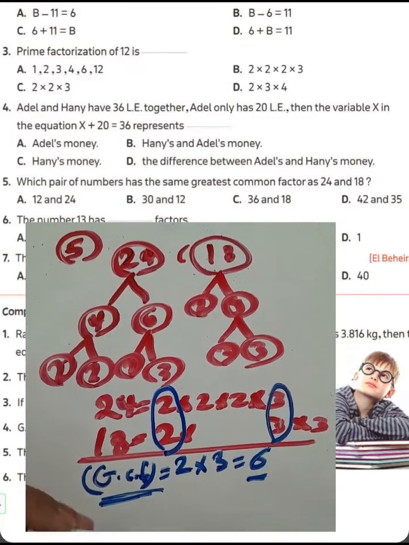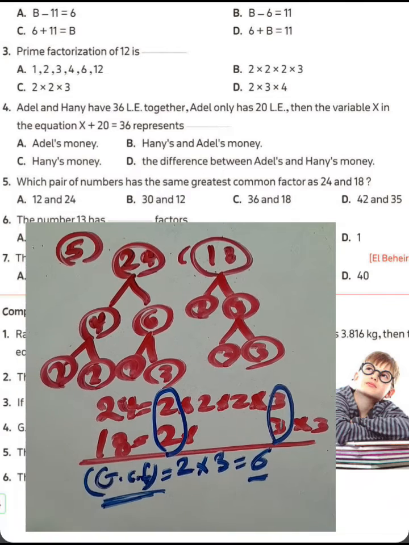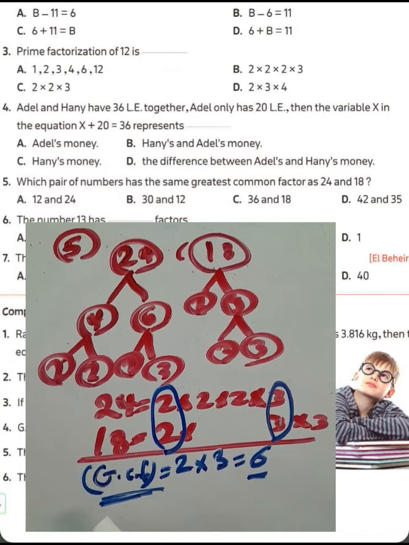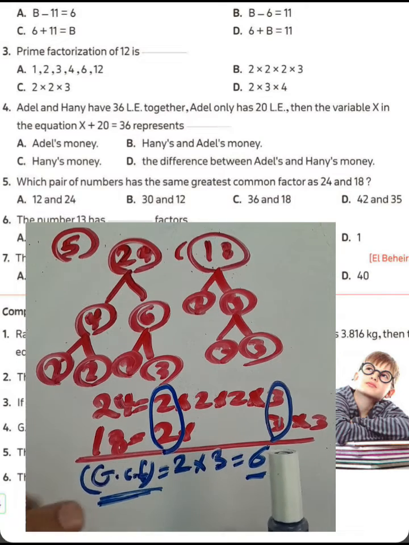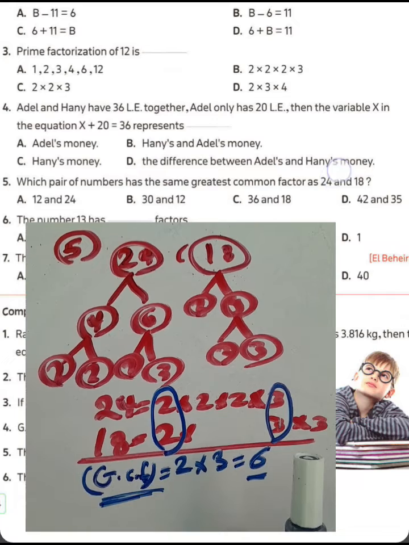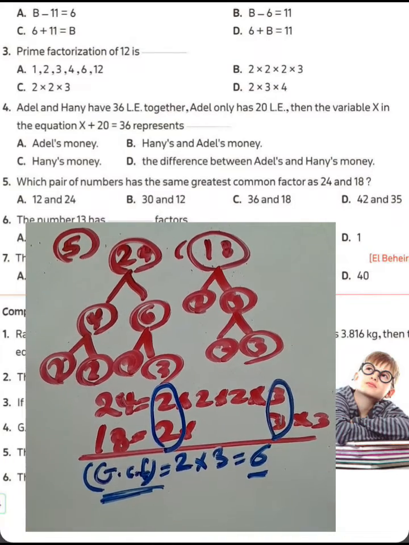Now we will solve letter A here to find the highest common factor between them, and letter B to find the greatest common factor between them. And we will choose the same result as the greatest common factor in question number 5, 24 and 18, in letter A or B or C or D. You must solve letter A to find the greatest common factor. Okay, solve with me here.